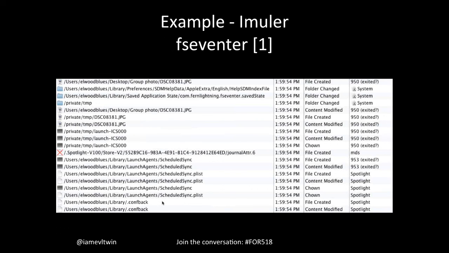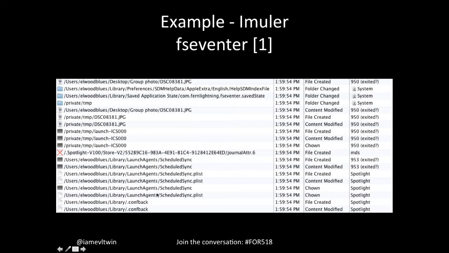So taking a more GUI-based approach, I've got a couple of examples of fseventer. To start off, we have our group photo. It's stored on this user's desktop under a JPEG picture. Say the user double-clicks this, a copy of it gets launched from /private/temp. A script is created, launch ICS.